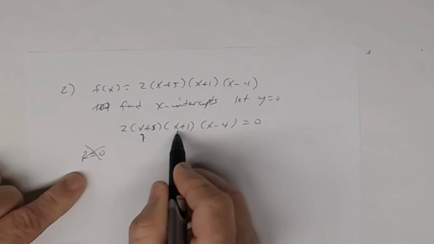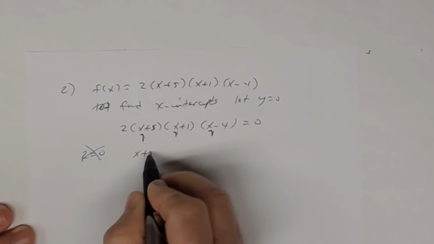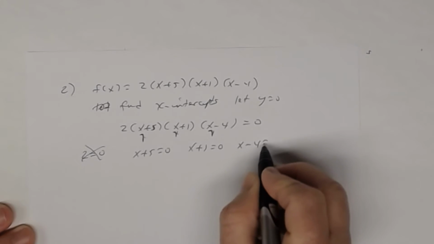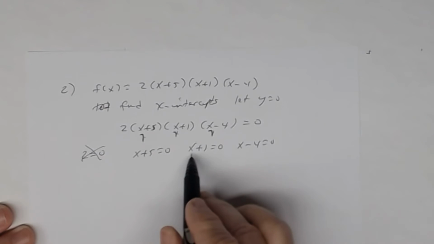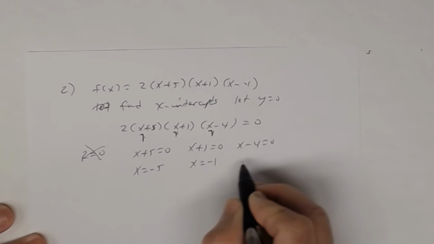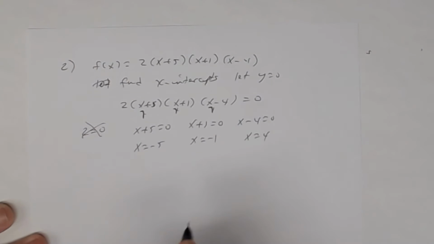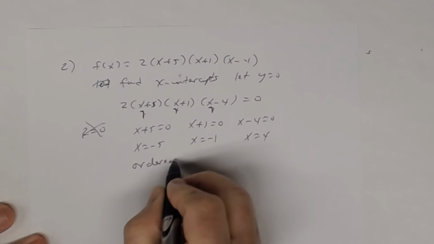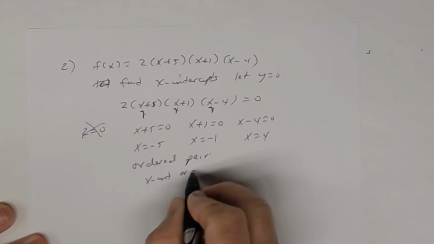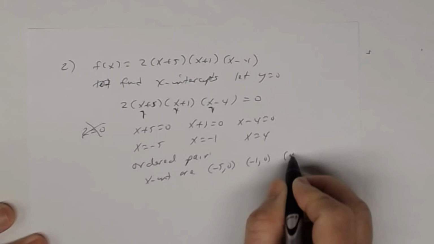You're not going to use this factor to find any x-intercepts because there's no variable here. But you're going to use the others, though. These factors have variable expressions, so you're going to set each of those equal to 0. So you have x plus 5 equals 0, x plus 1 equals 0, and x minus 4 equals 0, using the zero factor property. Then you solve each of those linear equations, and you get x to be -5, x to be -1, and x to be 4. You will probably be asked to write this as an ordered pair, so make sure you follow directions. So as an ordered pair, my x-intercepts are (-5, 0), (-1, 0), and (4, 0).